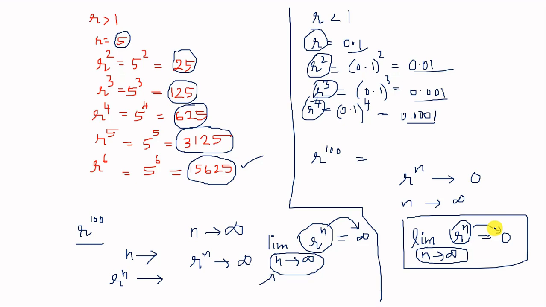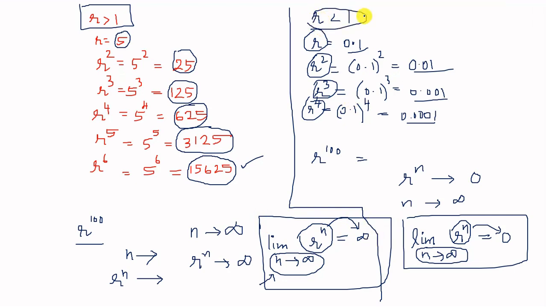Now here we have seen two cases. The first case is when r is greater than 1. In that case, limit n tends to infinity r raised to n equal to infinity. And the second case where r is less than 1, in that case, limit n tends to infinity r raised to n equal to 0.